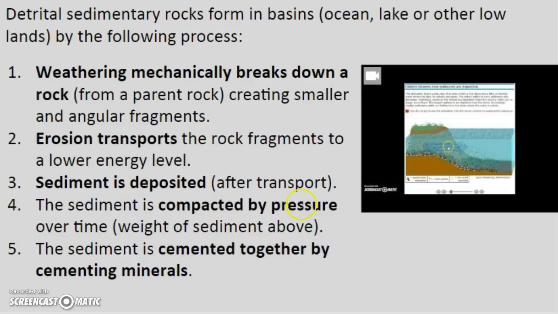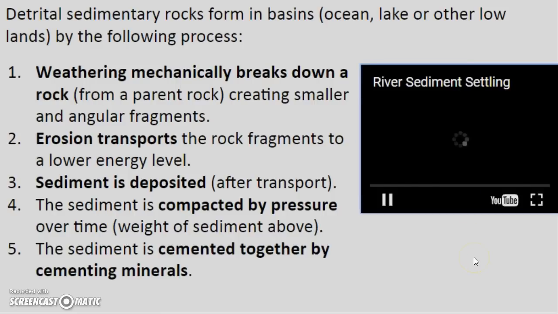The sediment is compacted by pressure over time, right? The weight from the sediment overlying it. And the sediment is cemented together by cementing minerals. These are the 5 steps that lead to the formation of detrital sedimentary rocks. So let's watch this video here. Now I want to focus on something here.